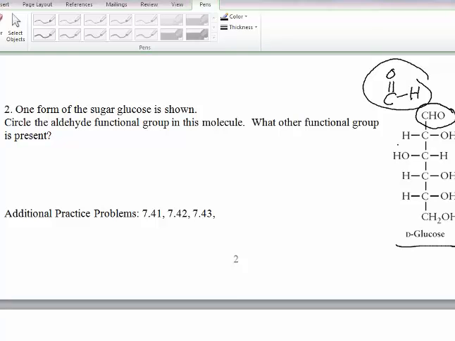What other functional group is present? Well, certainly we see lots of alcohol groups. And as we said before, sugars are notorious for having lots of alcohol functional groups. That's why they're very soluble in water.